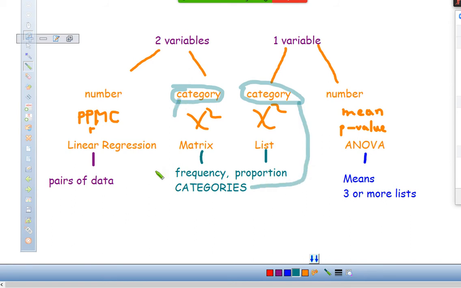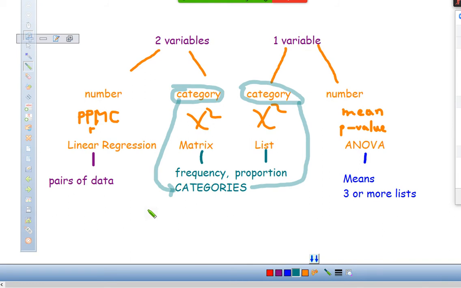So once you have categories, then all of a sudden your data is not numbers. You're talking about tally marks, frequencies, and proportions. So anytime I'm talking about frequencies and proportions, those are categories, chi-squared. So they're going to be a matrix or a list. If it's 2 variables, it's a matrix. If it's 1 variable, it's a list. If your data is numbers, 2 variables and your data is numbers, then you're almost looking at linear regression and pairs of data.